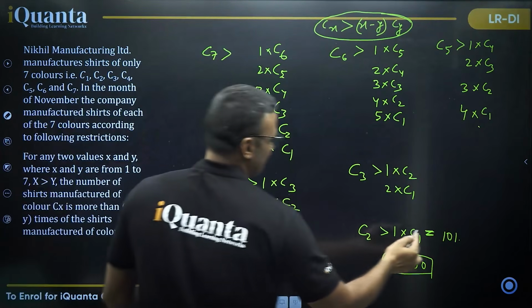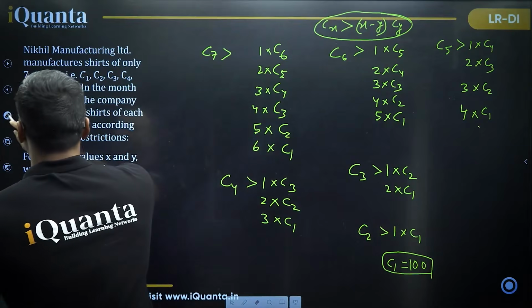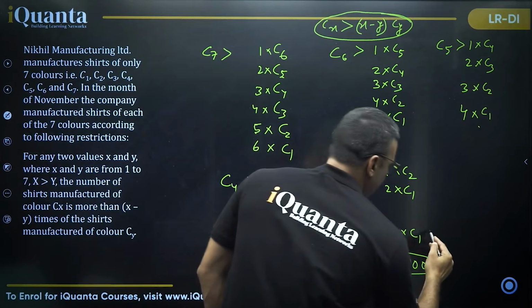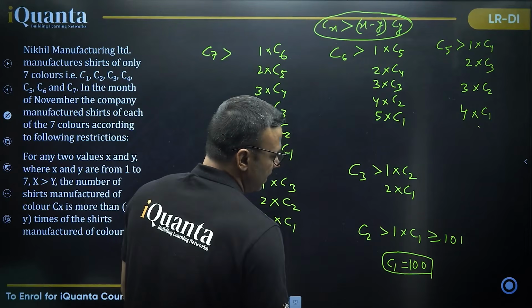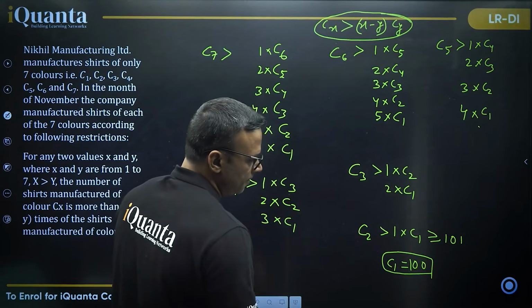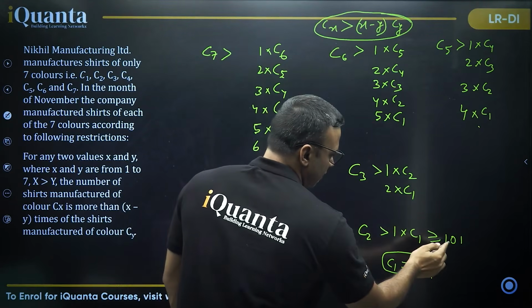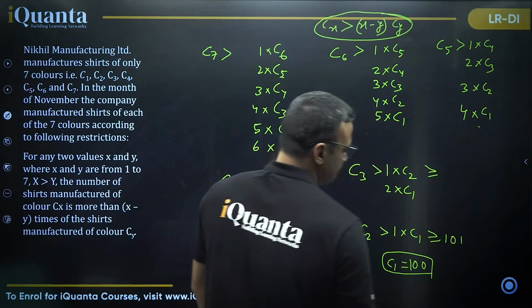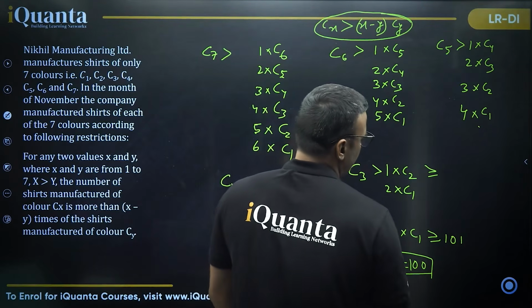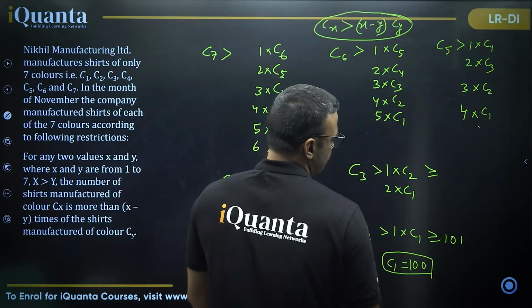Sometimes too much information is also not good. Okay, so I'll just keep it as greater than or equal to 101. Then from there, C3, 1 into 101, it should be more than that. So greater than or equal to 1 into 101.